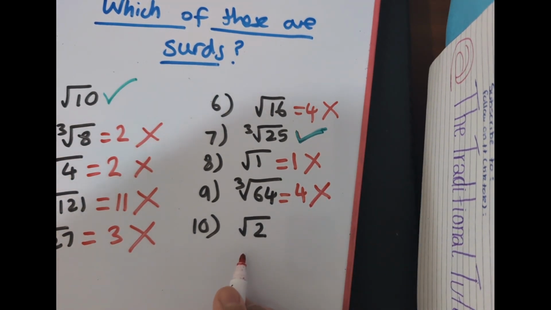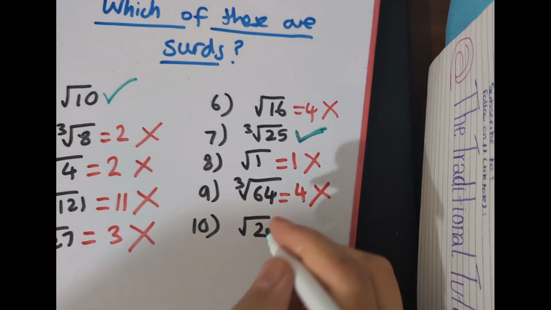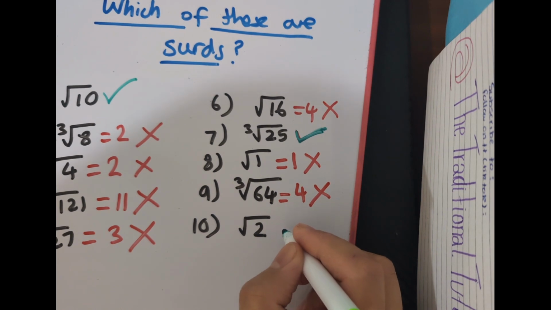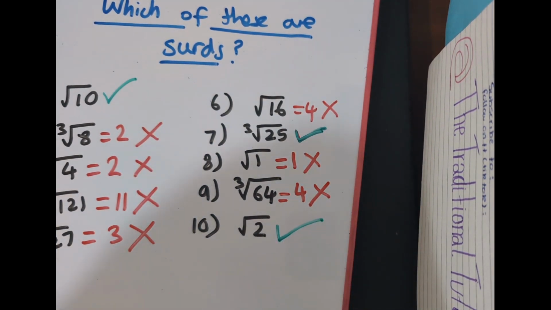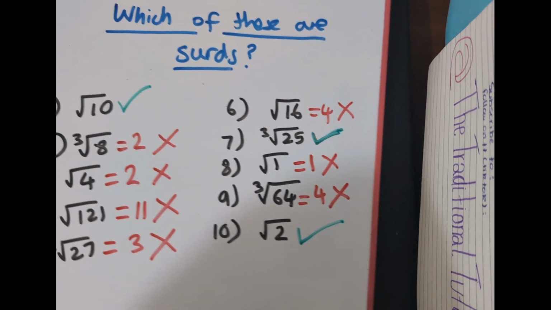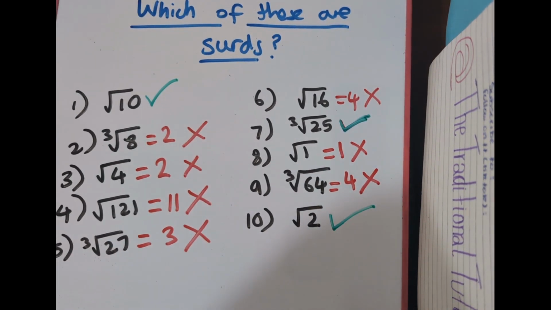And then lastly, we've got the square root of 2. Now this one does not have a rational answer, so hence this one will be a surd. So there's my tick for that one. Now these are all of the answers for this section, and I hope that it made more sense to you what a surd is.